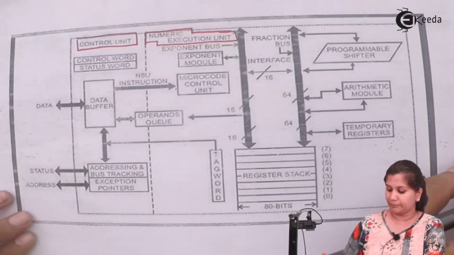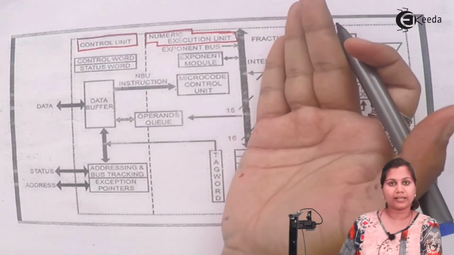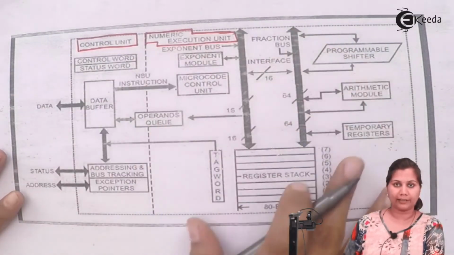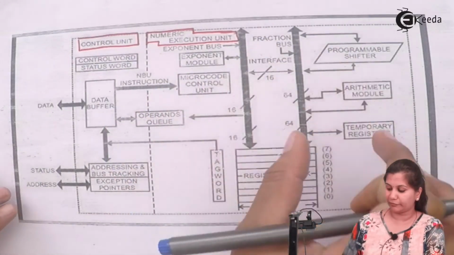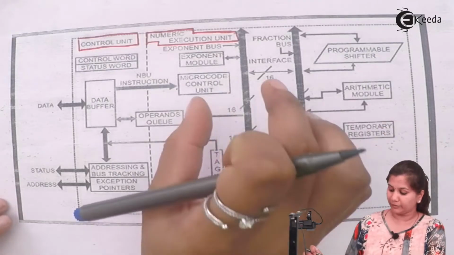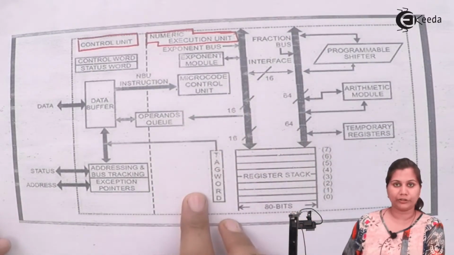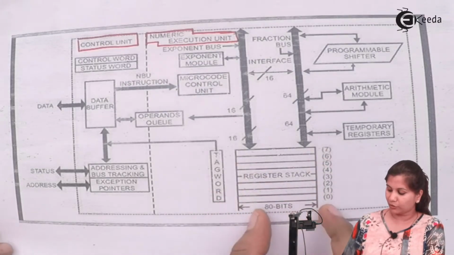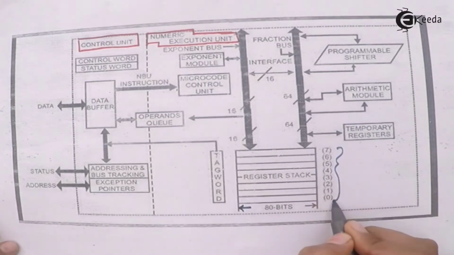So again, if we see the block diagram, it completes the control unit. Now comes the numeric execution unit, which performs the numeric calculations. For performing these numeric calculations, it has different components here. The main components are the register stack and the tag word. So we will study these two. In this register stack, you can see that it has 8 registers here.